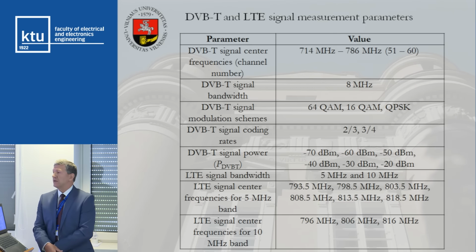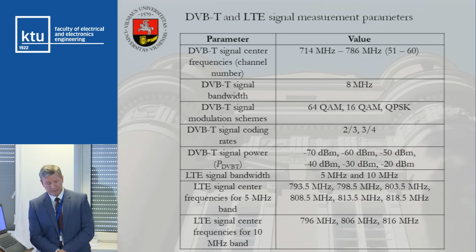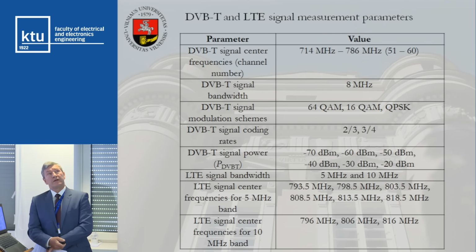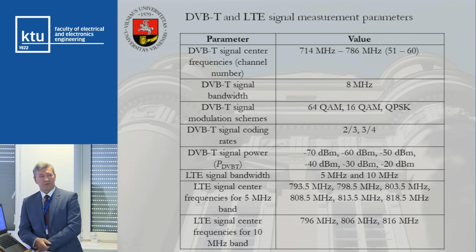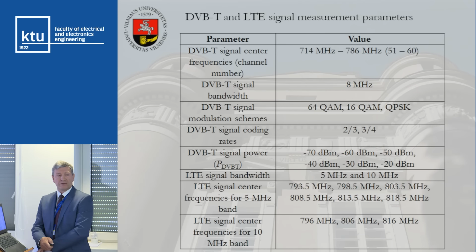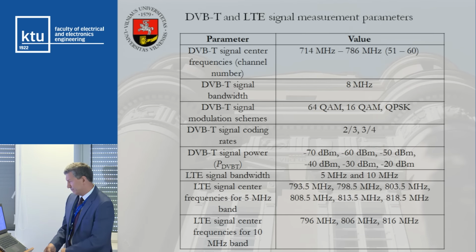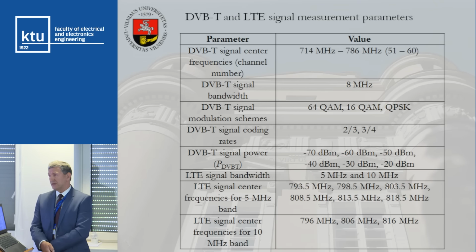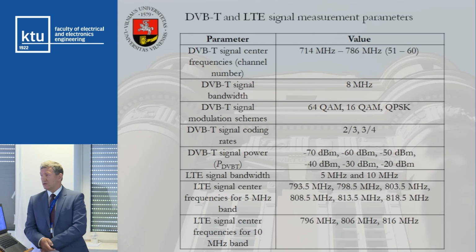We have a lot of measurements for different system parameter sets, summarized in this table, for different DVB-T signal modulation schemes, signal coding rates, signal powers, with variations of LTE signal bandwidths and operating frequencies. So this table generated a huge amount of data and a lot of colors, and some of them I will present here.